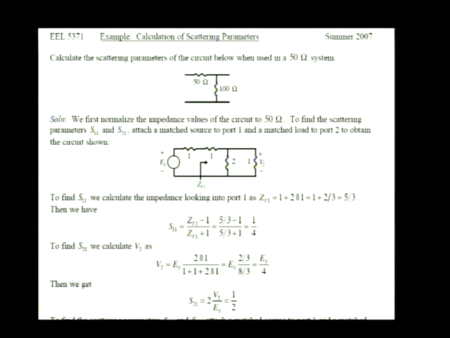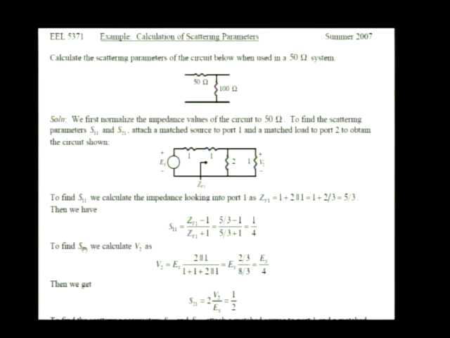Right, 1 is 3 over 3. Then you have 5/3 minus 3/3 over 5/3 plus 3/3. The thirds cancel out. And we end up with 2 divided by 8, or 1/4.